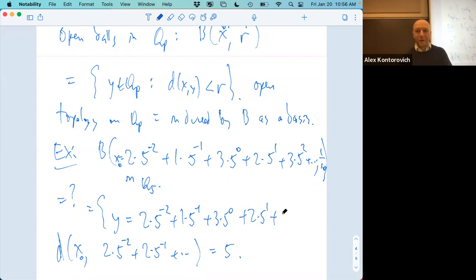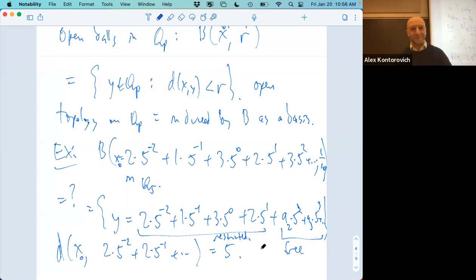Okay, so this can be whatever it wants to be, a2 times p squared plus a3 times p cubed, and so on, and these are free. These variables are free. These variables are fixed, required, restricted. Okay. Does that make sense?